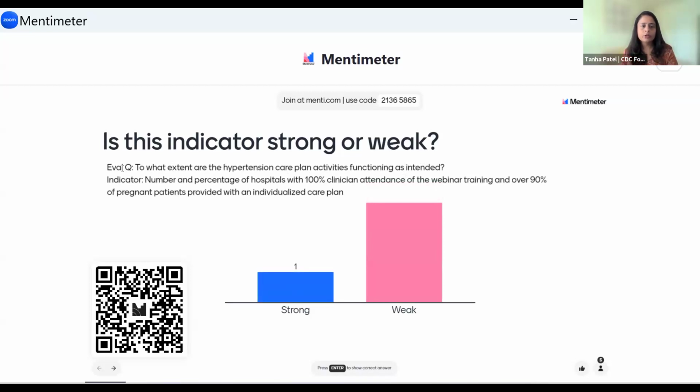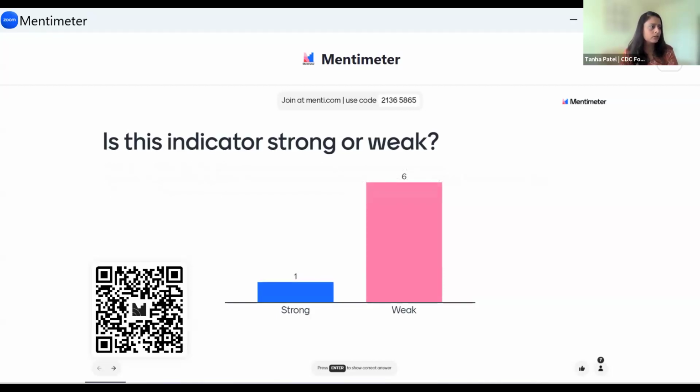So for the evaluation question, okay, Laura's saying the code doesn't work. Haley, can you help Laura, please? Laura, did you try the code that shows up on the screen now? 21365865. Try that one. Thank you.